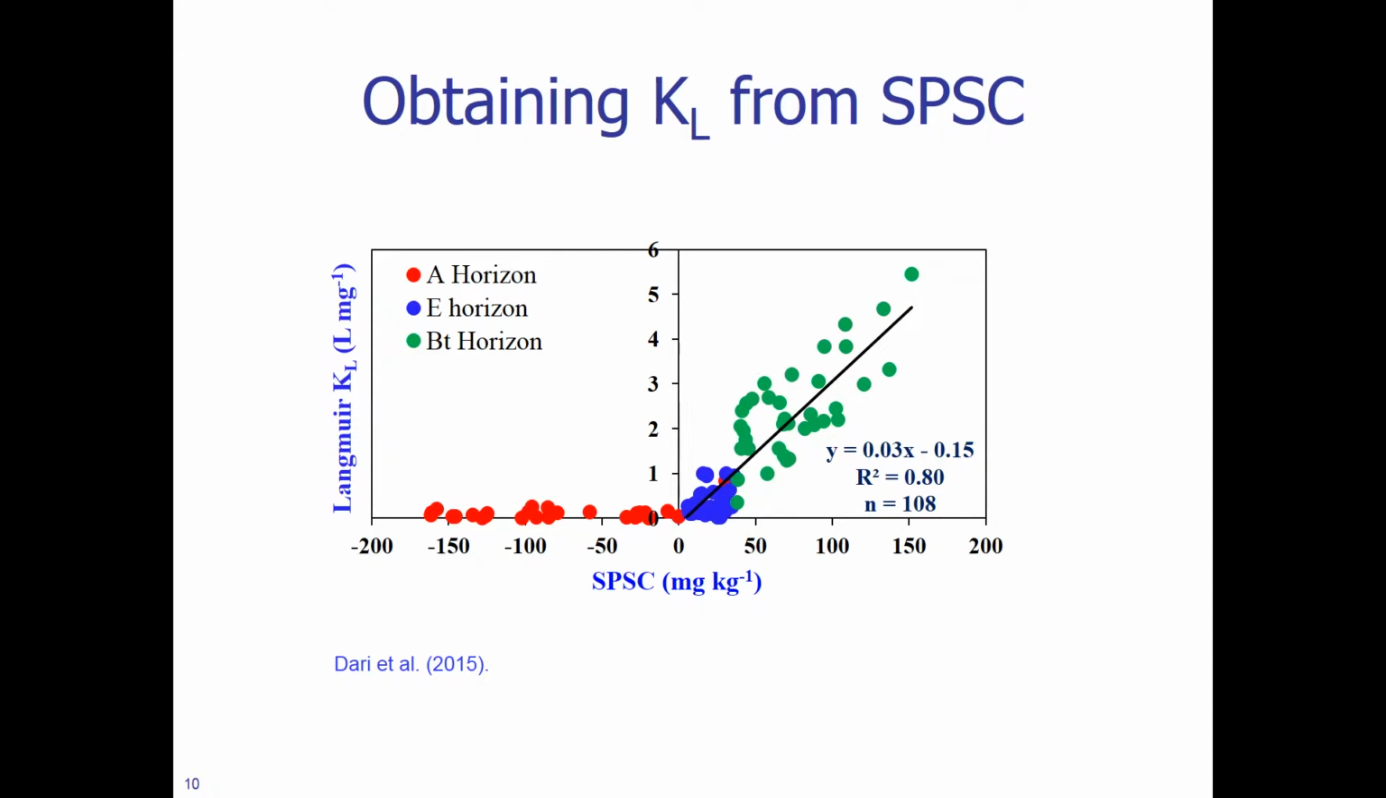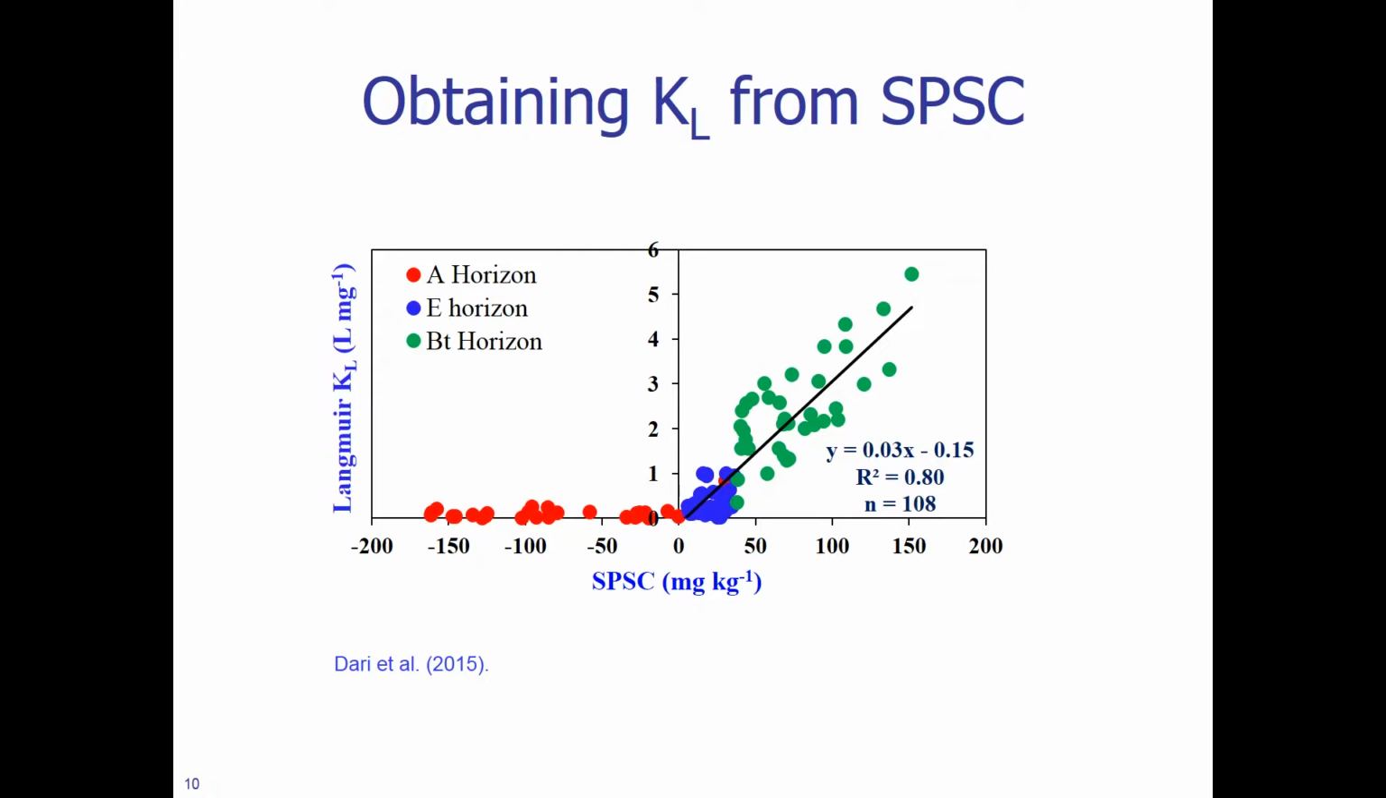Now, can we obtain KL from SPSC? We noted earlier that at the change point, that means when SPSC is 0 and then it becomes negative, the Langmuir KL is basically 0. There is no P retention, P is not held.